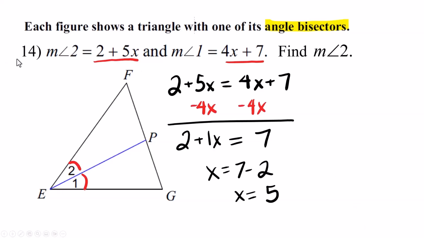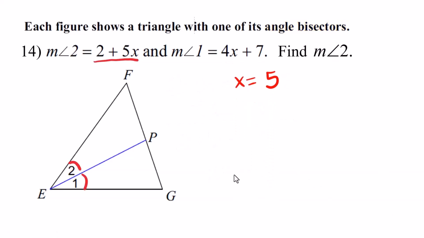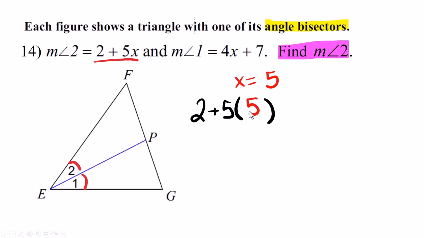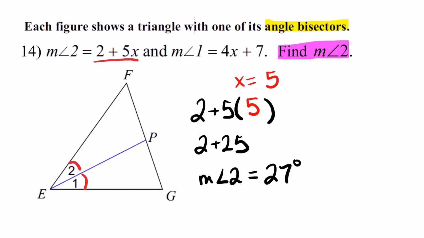Did we have to solve for x? No, they actually want to know how big angle 2 is. So let's substitute that 5 back in there. We've got 2 plus 5 times the 5. 2 plus 25, because 5 times 5 is 25, and we end up with angle 2 equals 27. If you get a little bit tired, you're going to probably go 5 and 5 and put a 10 here. Be careful. You're multiplying, but every brain gets tired, so stuff like that will happen.